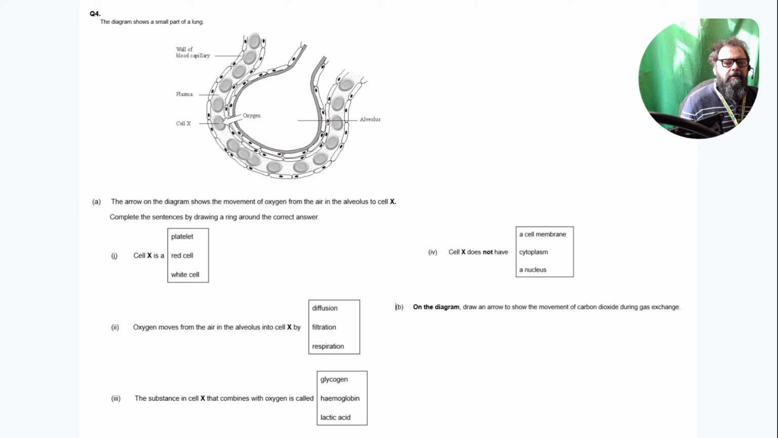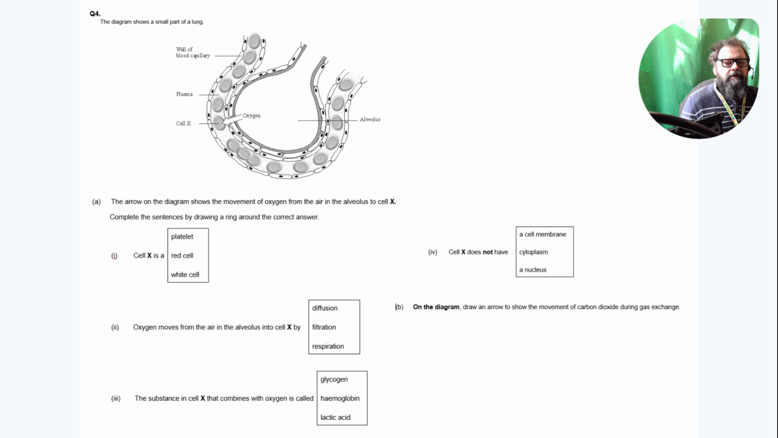And finally, cell X on the diagram, the red blood cell, does not have a nucleus. That's a special adaptation of red blood cells. It means they can fit more hemoglobin in and carry more oxygen around your body.